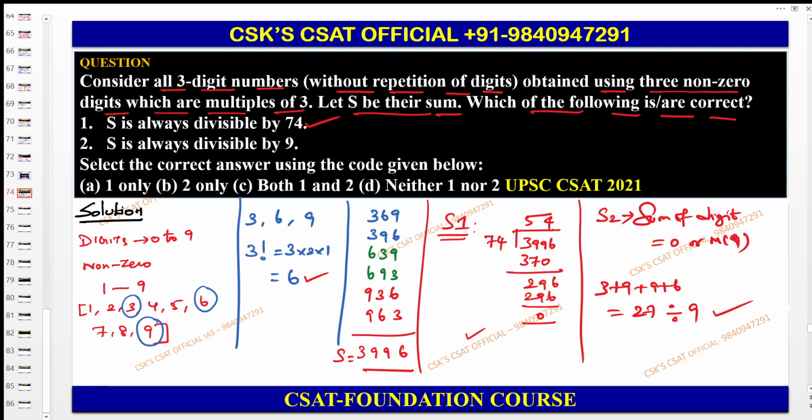So the answer for this question is: S is always divisible by 9 also, and S is always divisible by 74 also. Both the statements provided here are correct. So the answer for this question is option C, both 1 and 2. Fine.